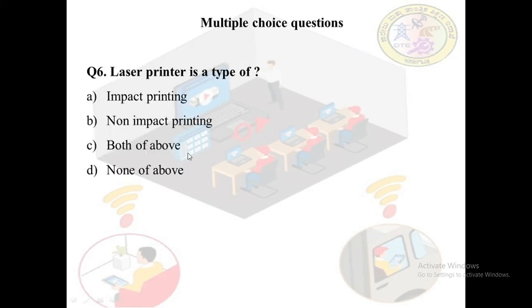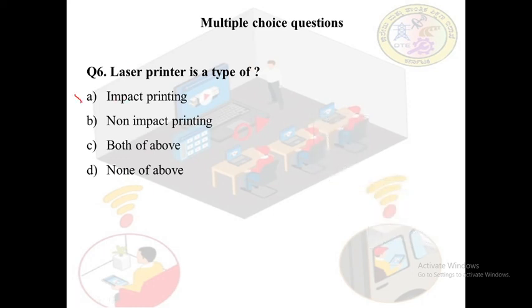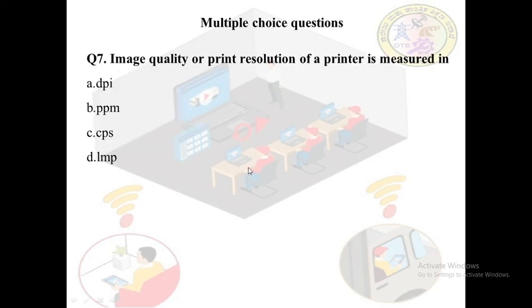Sixth question. Laser printer is a type of option A, impact printing, B, non-impact printing, C, both of the above, D, none of the above. We know laser printer is a type of non-impact printer. Dot matrix was an impact type printer, but laser and inkjet both are non-impact printers. Option B is the right answer.